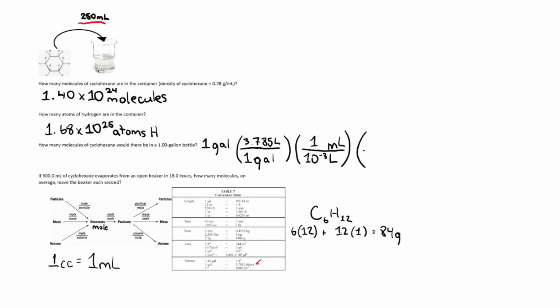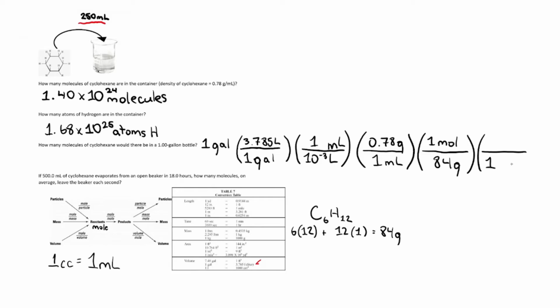Now that we're in milliliters, we could go to grams. So for every 1 milliliter, we have 0.78 grams. And now we have grams, we can go into moles. For every 84 grams, we have 1 mole. Now we can go from moles to molecules. For every 1 mole of cyclohexane, you have Avogadro's number. And I'm not going to write it for the sake of space. So this is molecules.